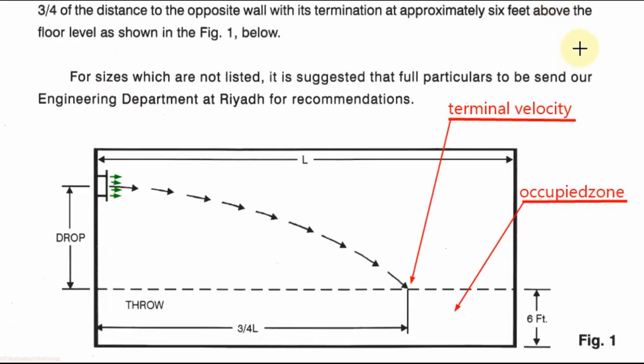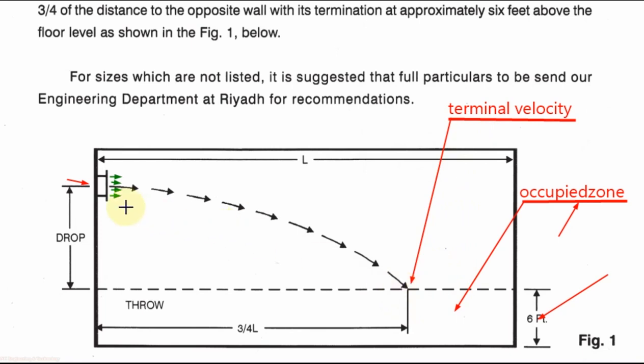There are some terms that we use when we select the supply grill or register. These are occupied zone, terminal velocity, throw and drop. This picture is showing the section of a room where a wall grill is supplying air to the room. The height from finished floor level up to 6 feet we call occupied zone. And when the supply air coming out from the grill is striking the occupied zone, the velocity at this point we call terminal velocity.